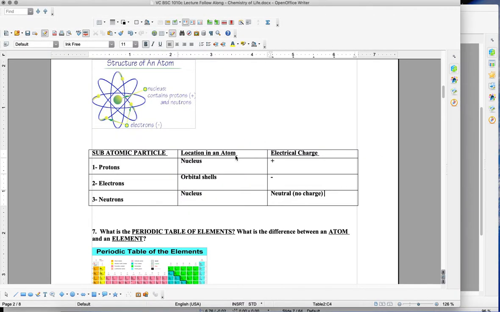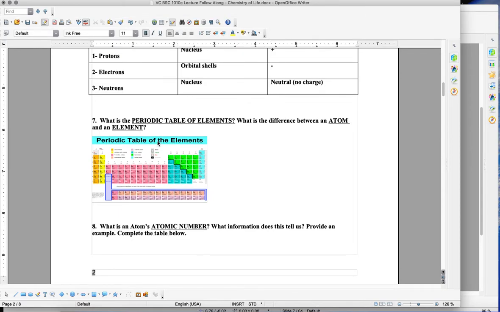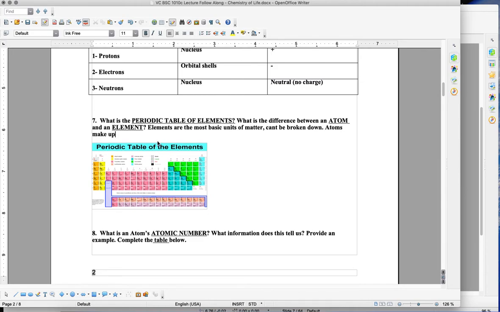Okay, so that's what the difference is between an atom and an element. So an element, we'll say, elements are the most basic units of matter, and they can't be broken down. And atoms make up elements. So you can have the element of hydrogen, but you can have multiple atoms making up that element, right? So that's the best way to think about it.